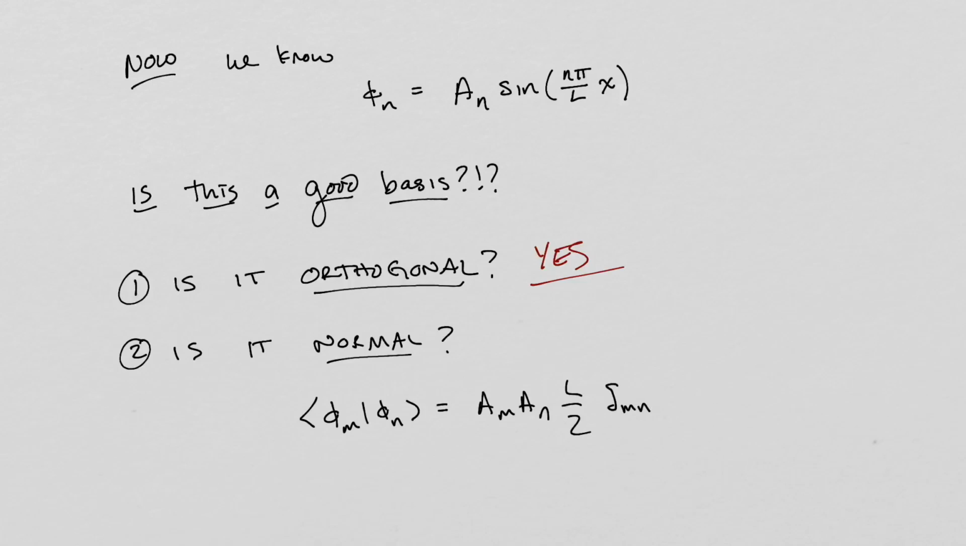And so if I want this to be just delta mn, then if m is equal to n, this has to be 1. That means that all of my a sub n's must be the square root of 2 over L. Because then I get the square root of 2 over L times the square root of 2 over L times L over 2, which is 1 times delta mn, and that solves all of my problems.